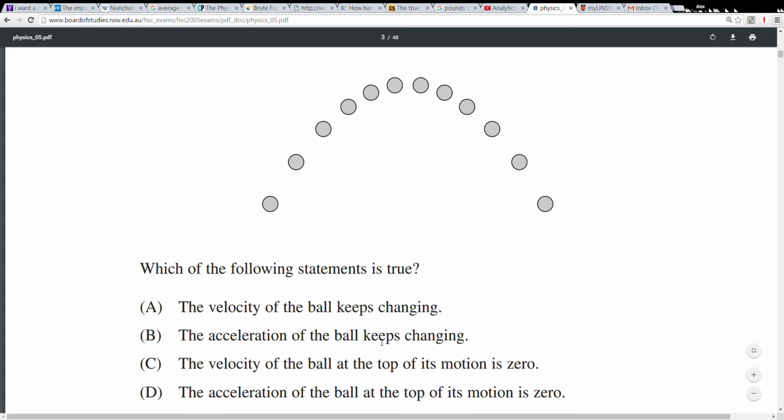The acceleration of the ball keeps changing. That's not true. The only acceleration on this ball is gravity. The velocity of the ball at the top of its motion is 0. That's not true. It's traveling in the x direction. And the acceleration of the ball at the top of its motion is 0. That's not true. So the answer here is A.